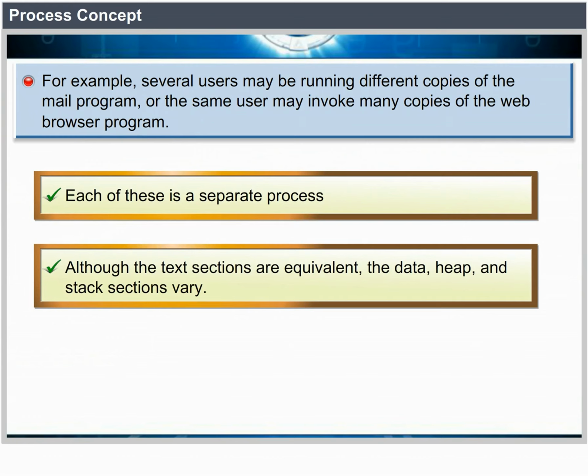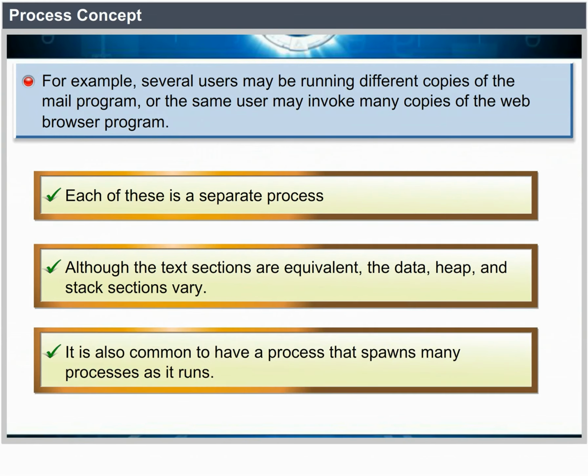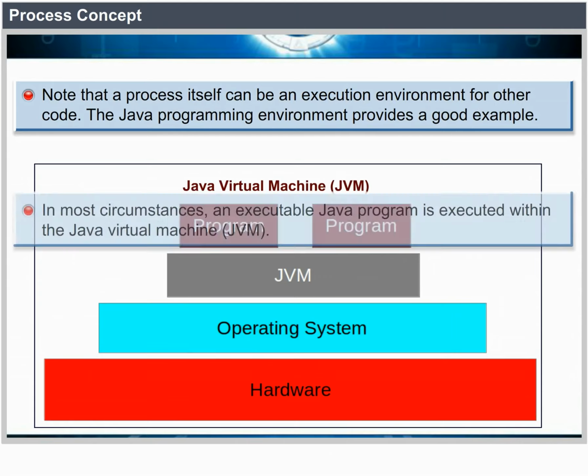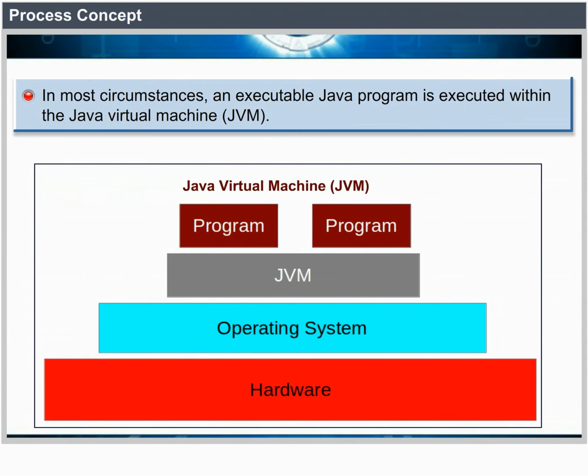It is also common to have a process that spawns many processes as it runs. Note that a process itself can be an execution environment for other code. The Java programming environment provides a good example. In many circumstances, an executable Java program is executed within the Java Virtual Machine (JVM).